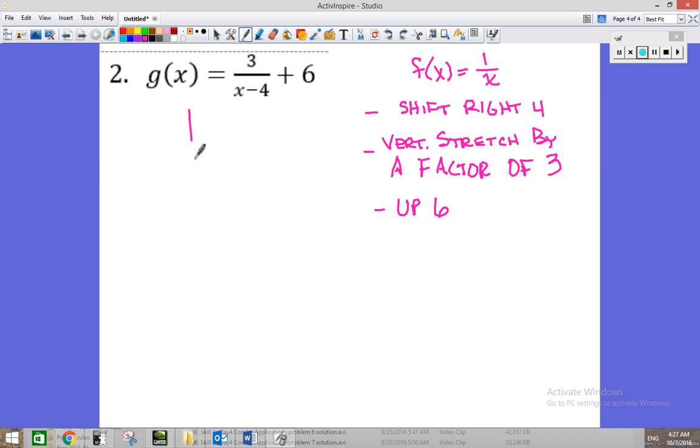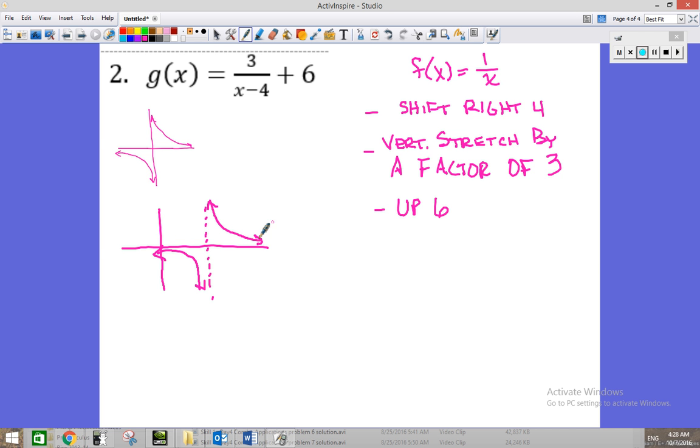We know in our library of functions that our reciprocal function 1 over x looks like this, with a shift to the right 4 units. If this is the line x equals 4, my reciprocal function has just shifted to the right 4 units.